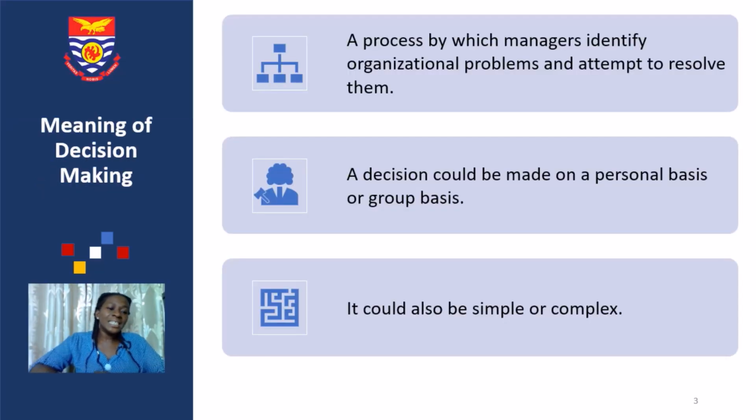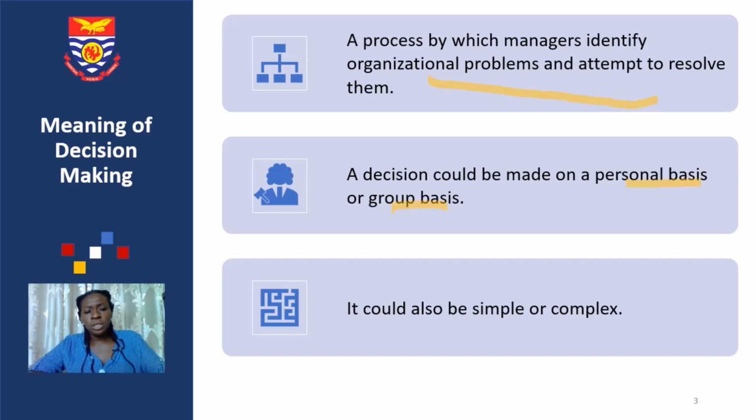So, what is decision making? We're saying that when we're looking at decision making, we're looking at managers being able to identify organizational problems and attempt to solve them. As individuals, there are situations, problems, or things that come up, which we have to face or solve and decide how to go about it. So a decision could be made on a personal basis or on a group basis.